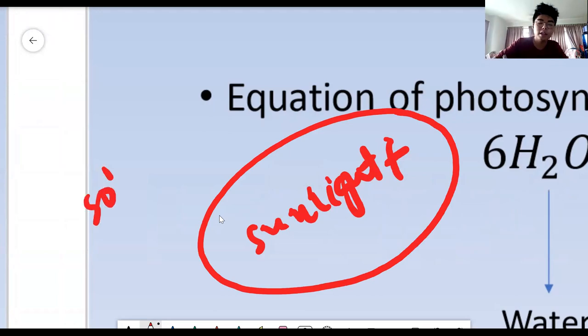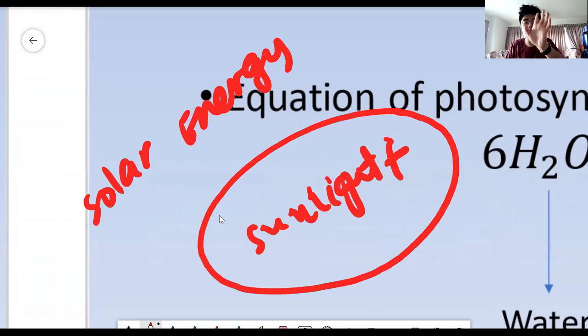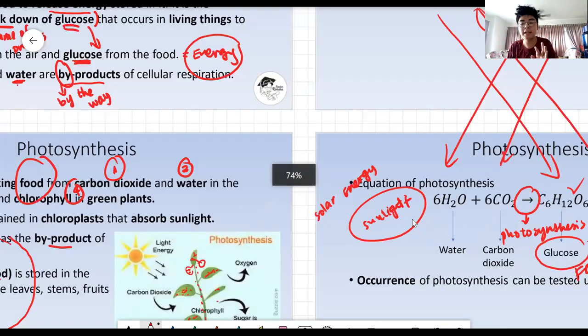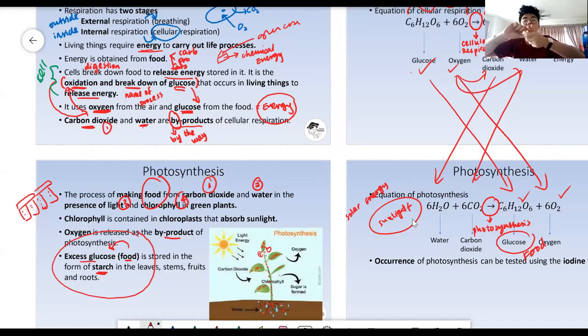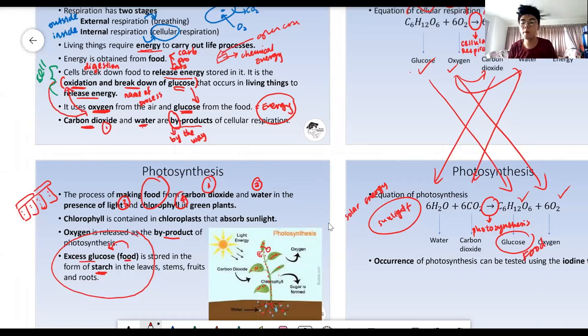Solar energy. Okay, so it is true that the relationship between photosynthesis and cellular respiration has a reverse, or we call it inverse, relationship. Okay, hubungan yang amat rapat.